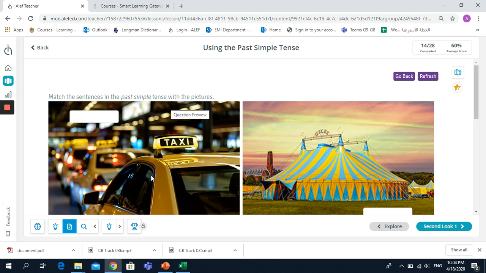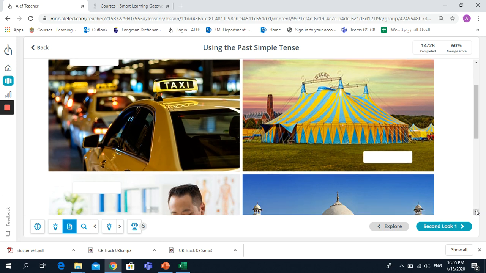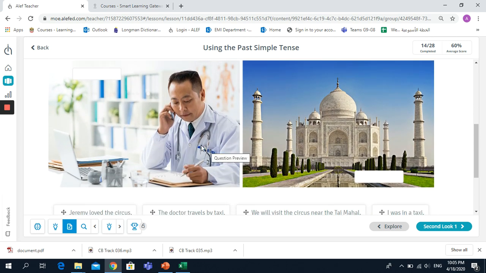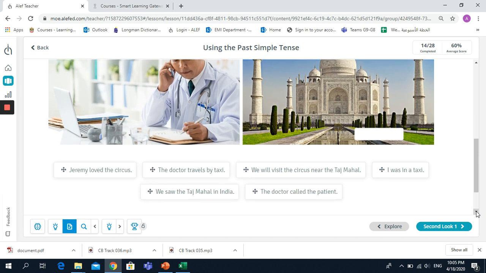As you see here, I can see a taxi, I can see a circus, which is a place for acrobats and a place for clowns and a place for showing magical movements or magical events. What about this? That is the third picture, a picture of a doctor who's making a phone call, and the last picture is of the great attraction Taj Mahal. I advise you, before you match the sentences with the pictures, to read all the sentences.